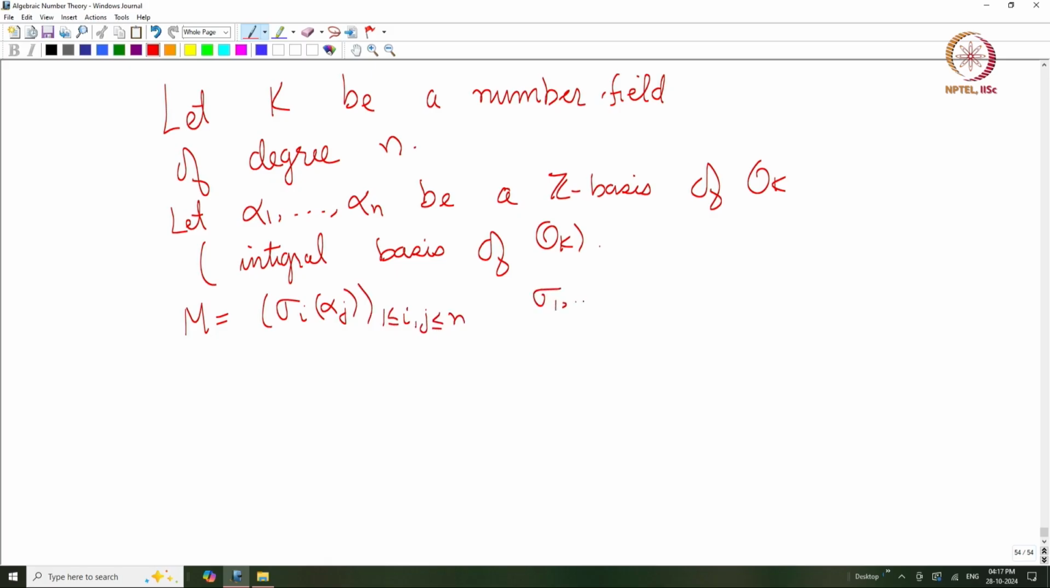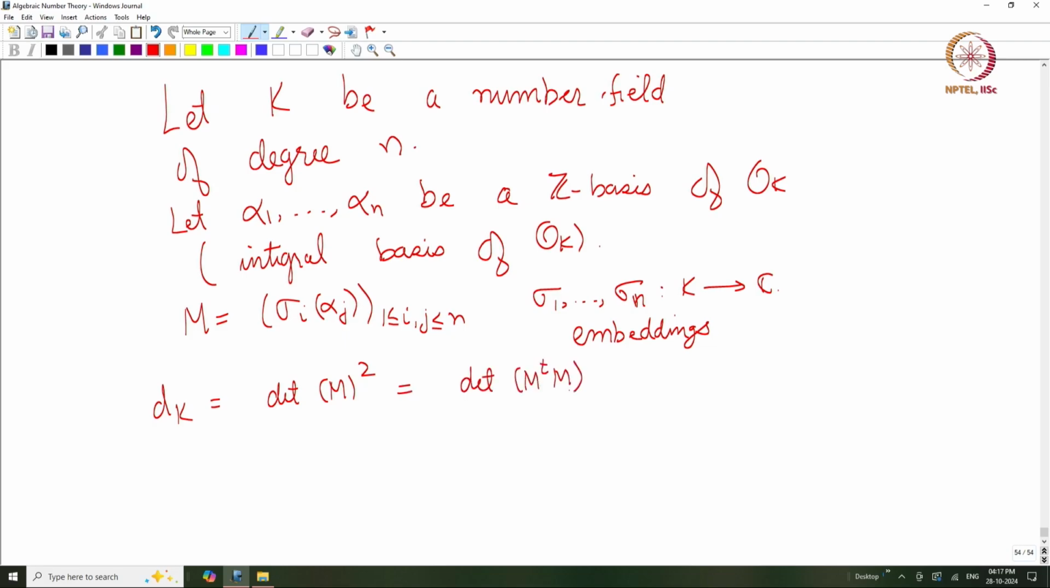So, sigma 1 up to sigma n, these are embeddings of K into C. Okay. So, these are embeddings, field embeddings, and discriminant dk was defined to be determinant of M squared, which is same as determinant of M transpose M, and as an exercise I told you to show that this is determinant of trace from K to Q of alpha i alpha j.